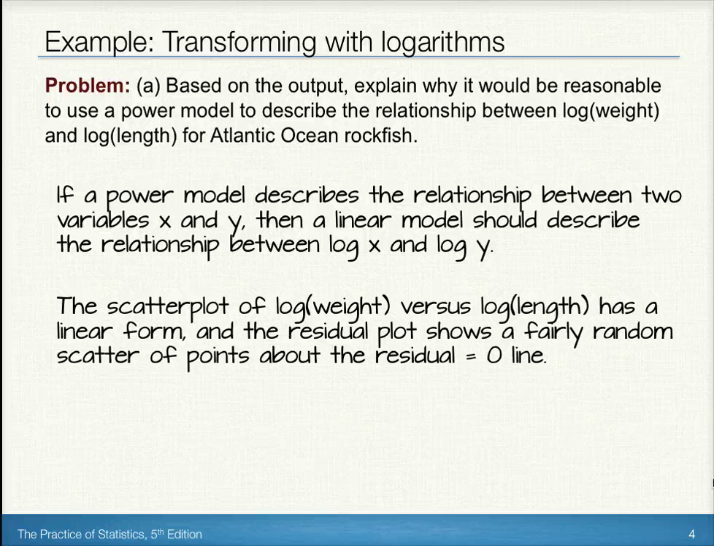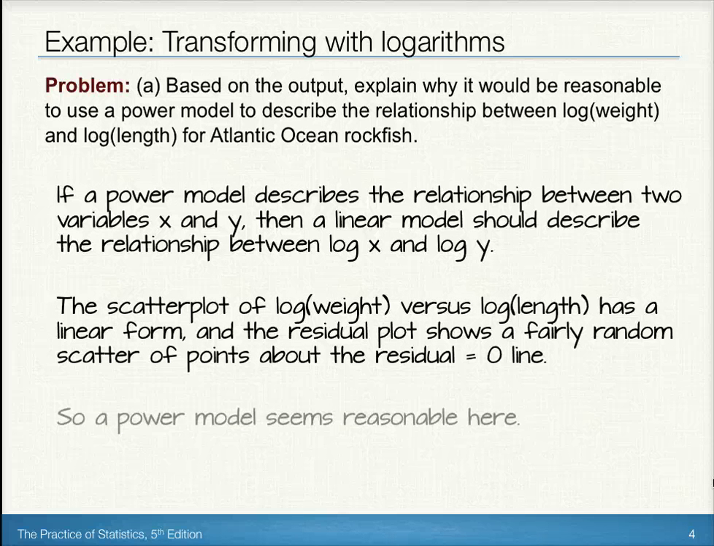Now the scatter plot we just saw of log weight versus log length does have a linear form, and the residual plot showed a fairly random scatter of points about the residual equals 0 line. So, based on these two criteria, a power model does seem reasonable here.